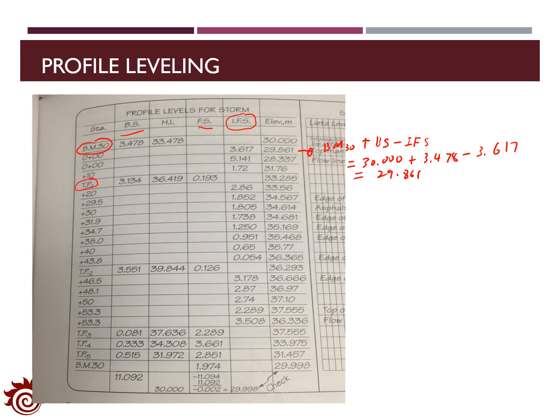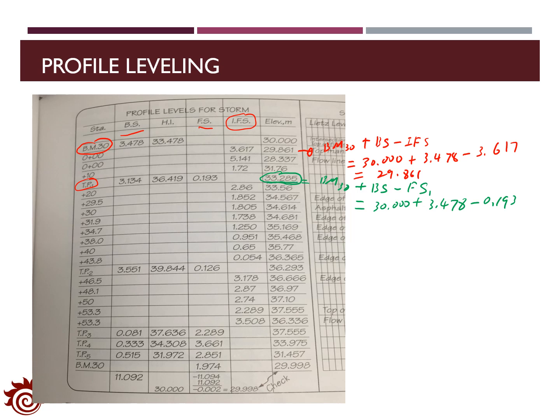For the height of turning point 1, it will be very similar. This one is still the benchmark 30 plus the backside minus the foreside at turning point 1, which will give you 30 meters plus 3.478 minus the foreside 0.193, which gives the value 33.285 meters.